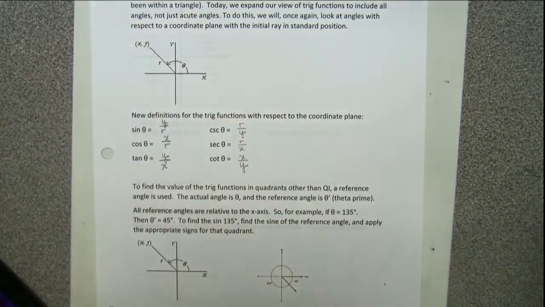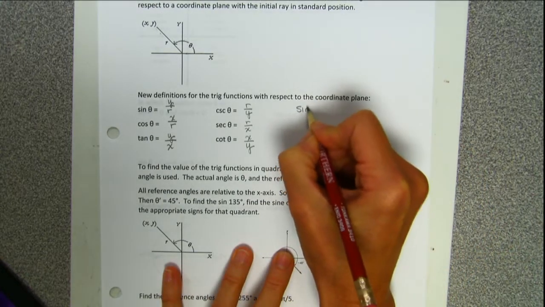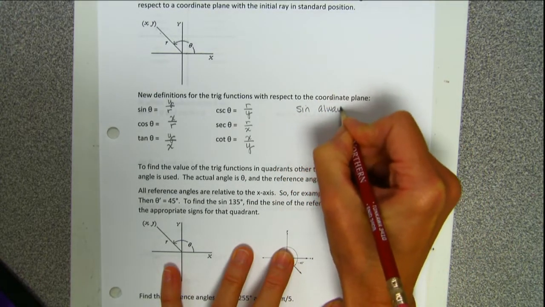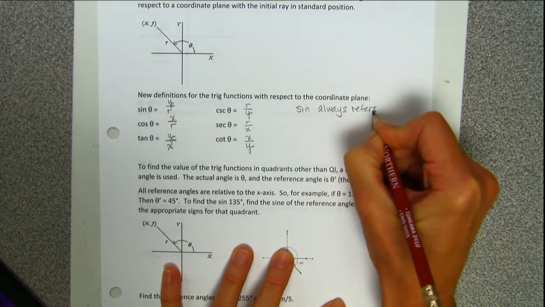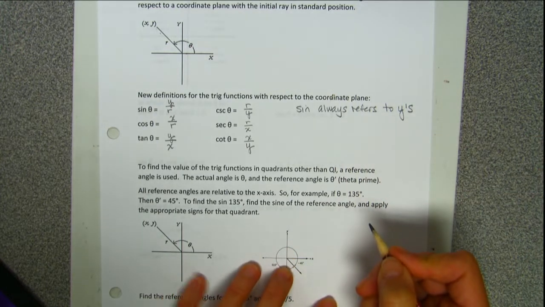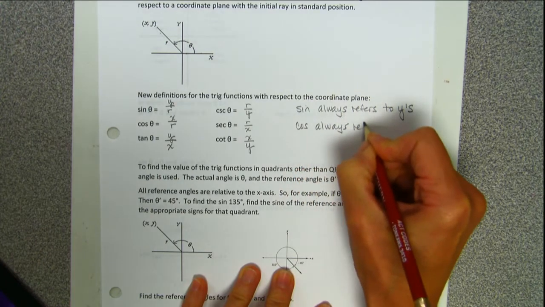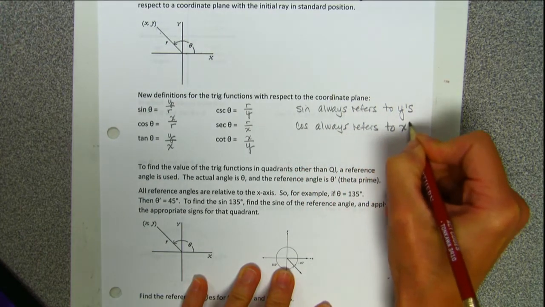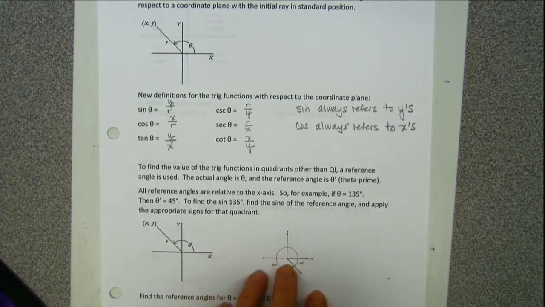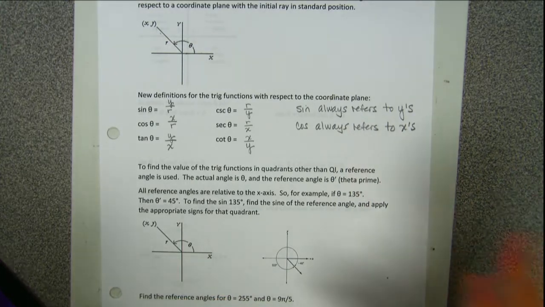Now we're going to write something down that might not mean anything to you, and some of this doesn't mean anything to you. It will all come together by the end, I promise. But I want you to know that sine always refers to the y's, and cosine always refers to the x's. It's page 14. Again, that may not mean anything to you right now, but give me a minute and we'll all come together.